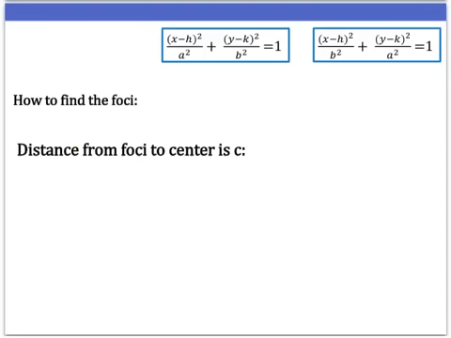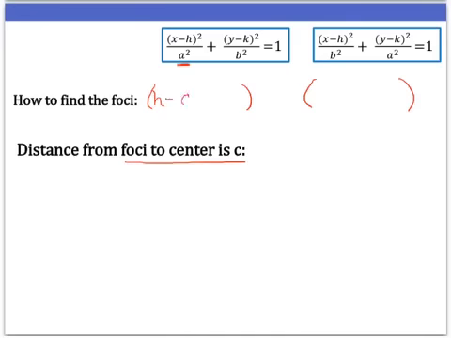Okay, finding the foci. It looks a lot like the Pythagorean theorem, but it's not the same. The distance from the foci to the center is c. So just like our parabolas where we added a value of c to h and k, we're going to do the same thing with ellipses. For the one that is wide and goes along the x-axis, that's where your focus is going to be.